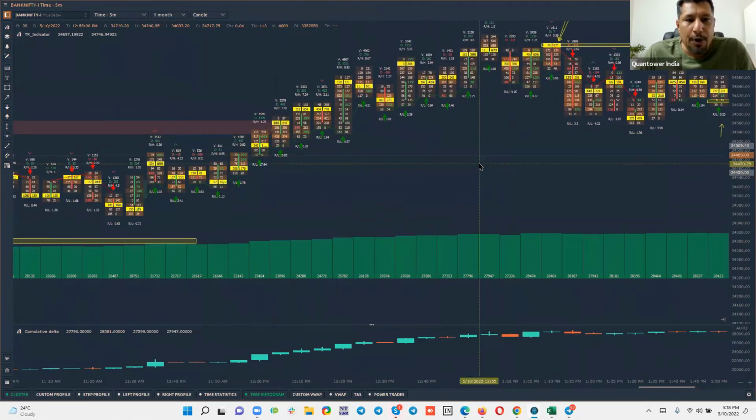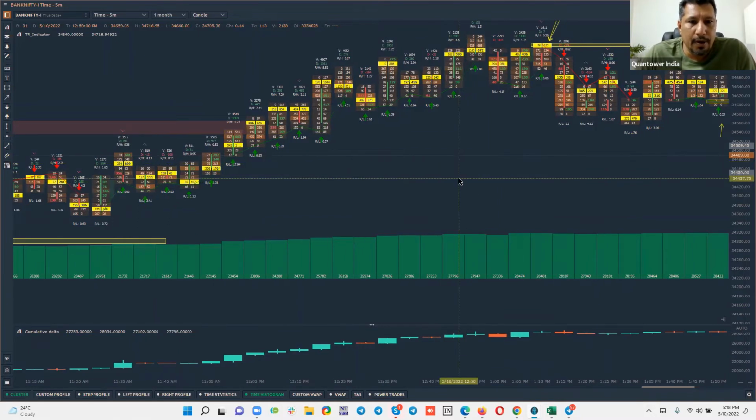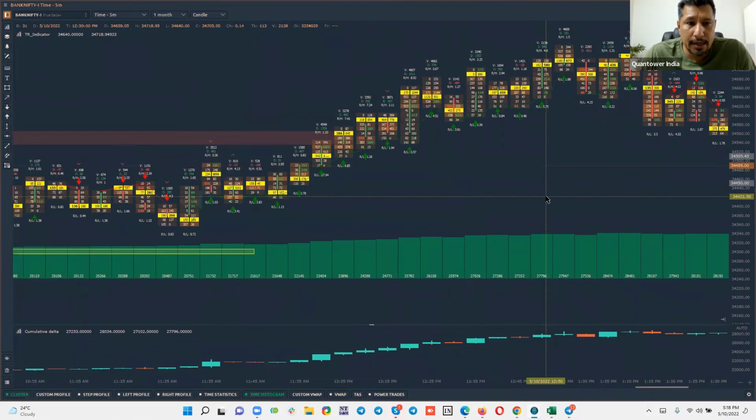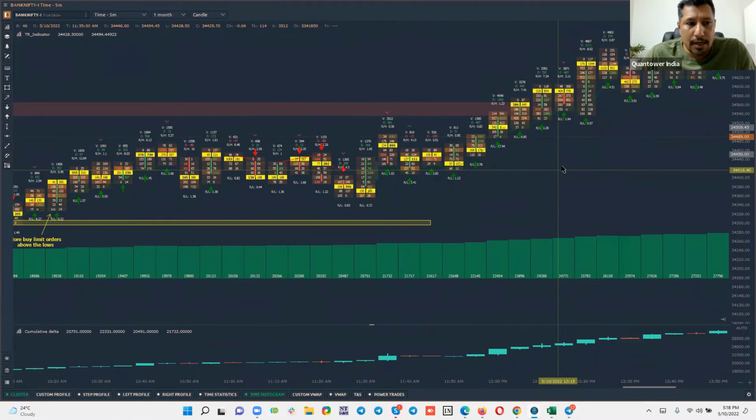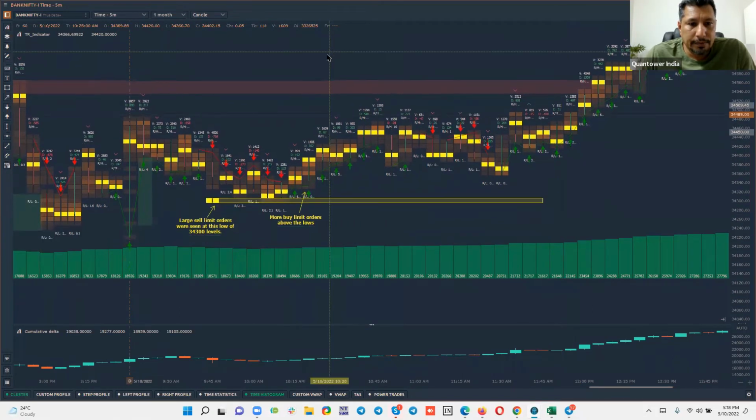So the concept of point of control. How to look at point of control? Let me give you a brief about it. We will have a detailed discussion at a later stage, and we will see how exactly we can train you on using OrderFlow charts. So let's look at the concept of point of control. Let's start with the current day itself.